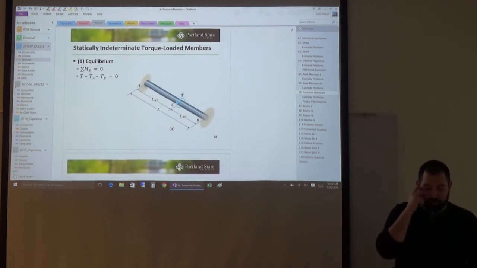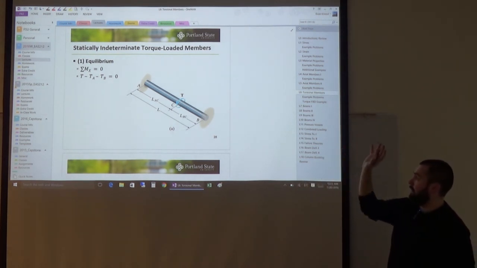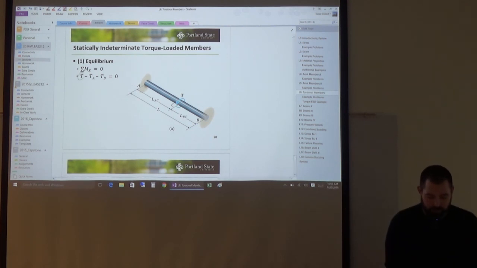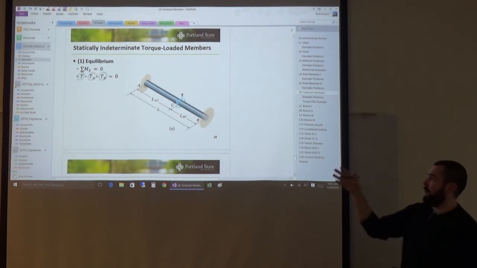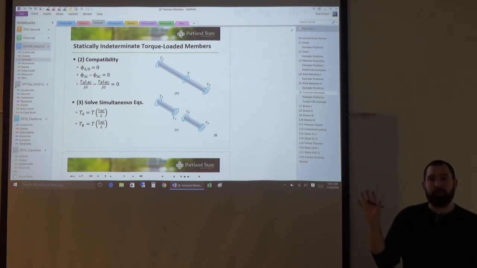All right, so here's an example pretty much out of your book. Same thing that we've been talking about before. If you're using the stiffness and displacement method, statics will show us that it's indeterminate. The external torque and the internal torques are all related to each other, but we don't know the actual value of the torque at A and the torque at B. So then we need to figure out, well, what's the compatibility here?